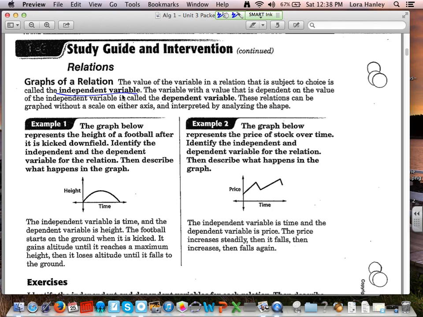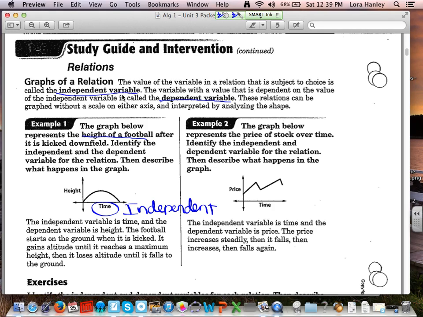Your dependent variable is something that depends on the independent. So when something is working together, for example, below we have the height of a football after it's kicked downfield, and we also have the time of the game. Well, time is something that continues and will keep going on, so that is your independent variable. The height of the football depends on the time.